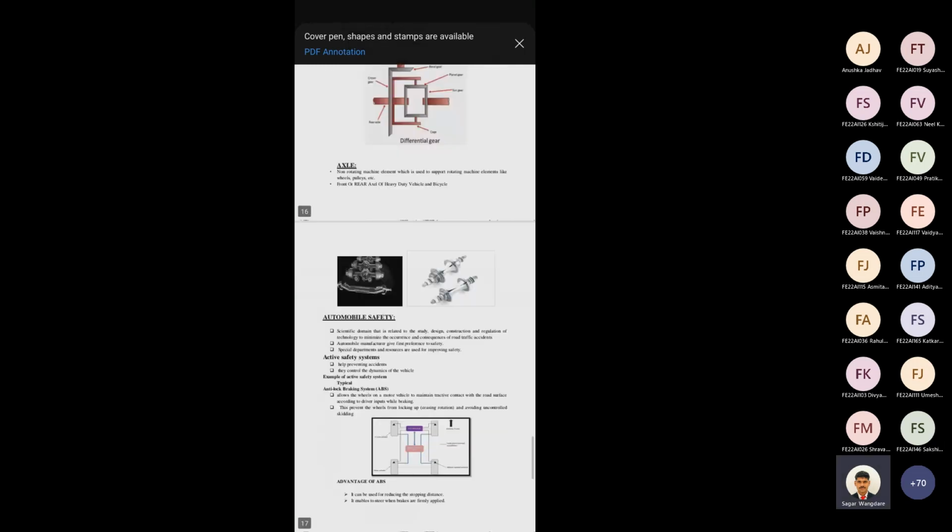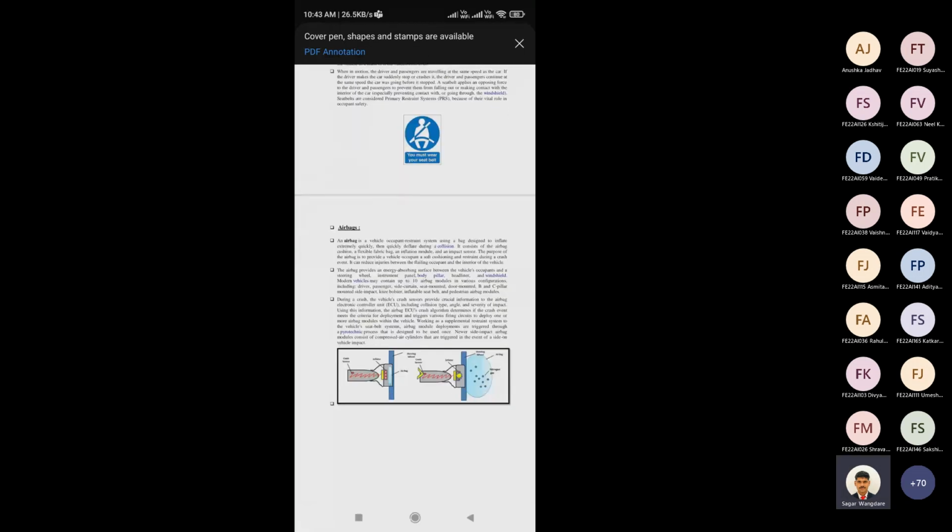This anti-lock braking system we have seen, and seat belts. Related to seat belts, I will share one video, and this is airbags, right? Diagram for airbags and its working. That is all. I think we have covered all the things related to unit number 4. Everybody understood?